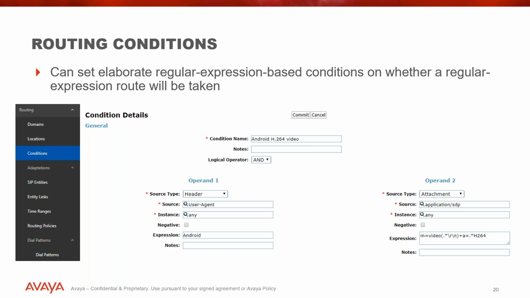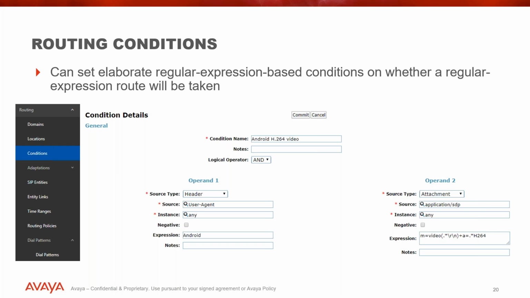In this example, my operand one is going to look at the user agent header in the SIP invite. Typically, the user agent is populated by the endpoint with what kind of endpoint it is. So my expression is Android. If I see the character string Android in the user agent header, I know that it's coming from an Android endpoint. Second operand is application SDP.